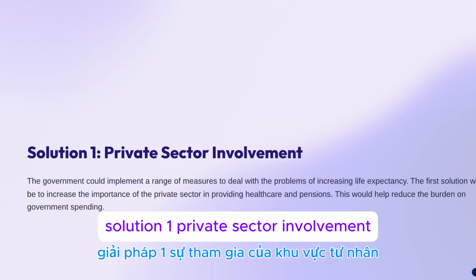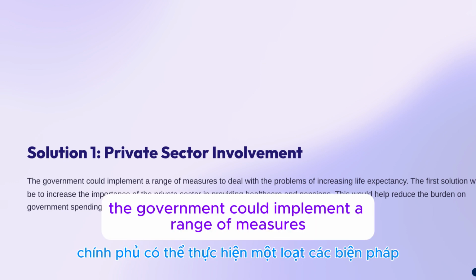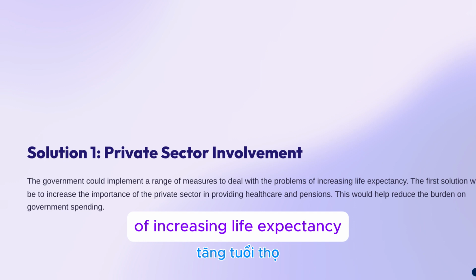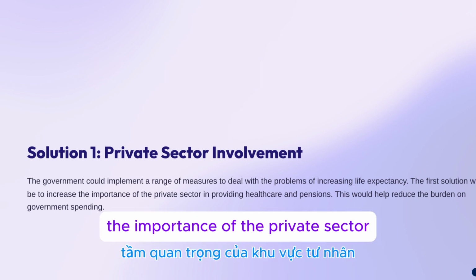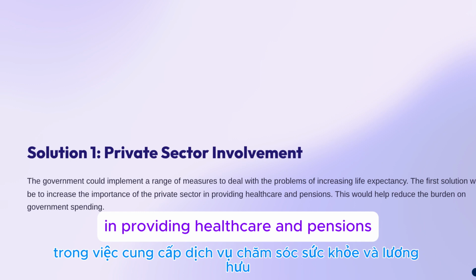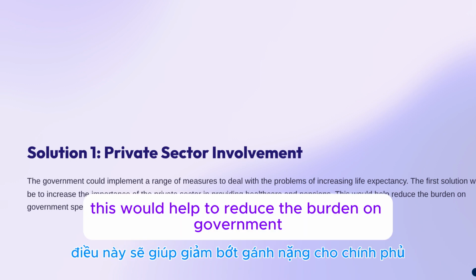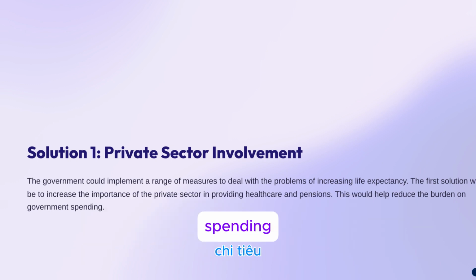Solution 1. Private sector involvement. The government could implement a range of measures to deal with the problems of increasing life expectancy. The first solution would be to increase the importance of the private sector in providing health care and pensions. This would help to reduce the burden on government spending.